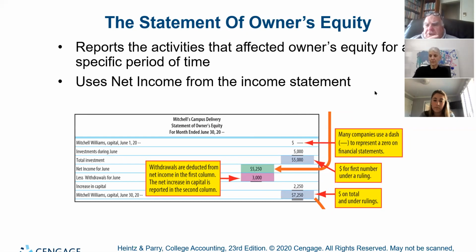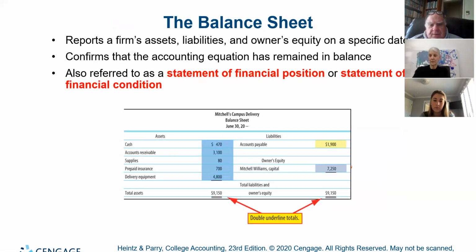But let's understand why we got the net income first, because without it, we can't do this statement. And we can't do the balance sheet until we get the new equity number. This guy grew this business from 5 to 7,250, even after he took out $3,000. So it's a mighty profitable little business.